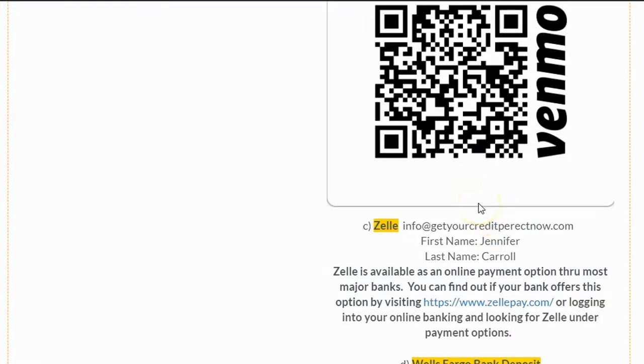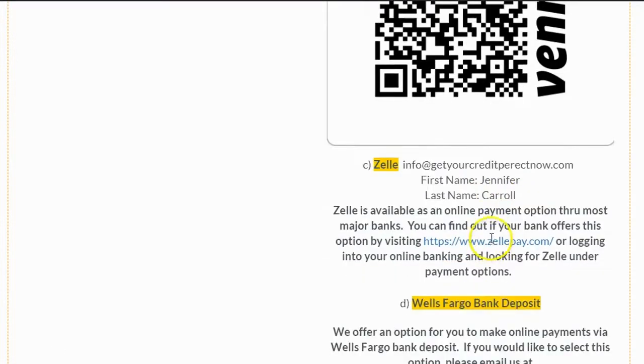The third option is Zelle, and this is a very common option for most major banks, which allows you to send funds directly from bank to bank. You can use that option by entering in our email address, which is info@getyourcreditperfectnow.com, entering first and last name as shown here, and you can submit payment all using your online banking. Alternatively, you can go to zellepay.com and find out if your bank actually allows for Zelle as a payment option.